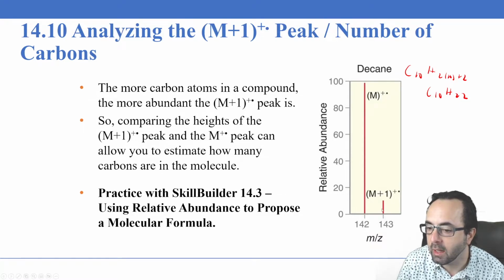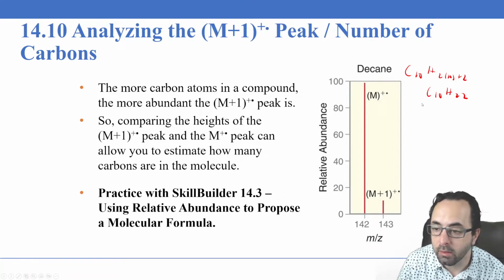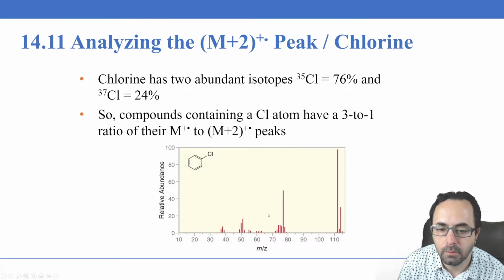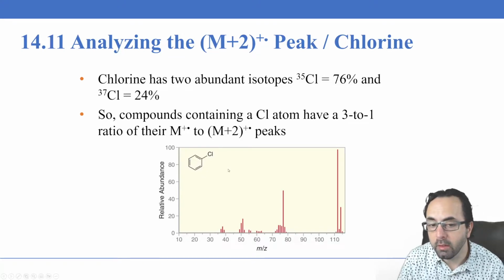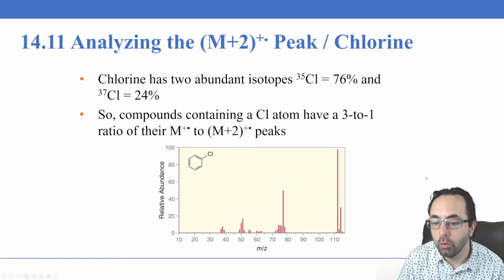It will be 10% out of 100. So here, 90% of them have the mass of 142, but 10% of the parent molecule has a mass of M+1 or 143, because there are 10 carbon atoms, 1% for each carbon atom.